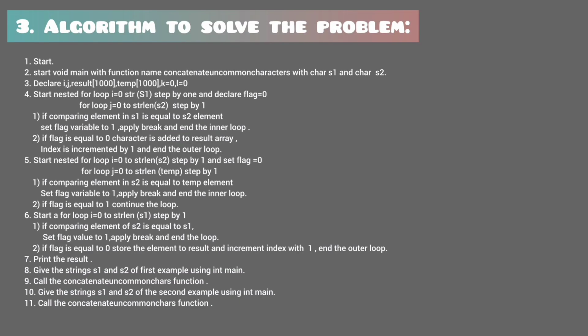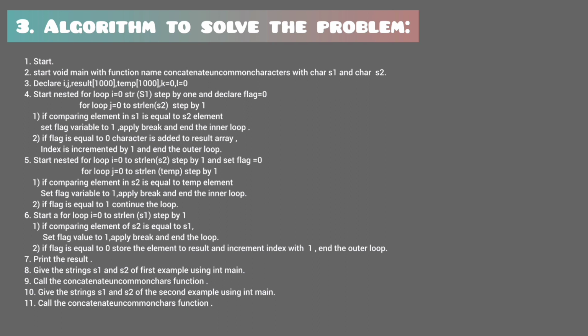Next, the algorithm. We start the algorithm, enter void main with a function named concatenate uncommon characters with char s1, char s2 so that it takes the two strings. We declare i, j, result of 1000, temp of 1000, k equal to 0 and l equal to 0. Then we start a nested for loop, i equal to 0 to string length s1, incrementing by 1, and declare flag equal to 0. And then the second for loop, j equal to 0 to string length s2, incrementing by 1.